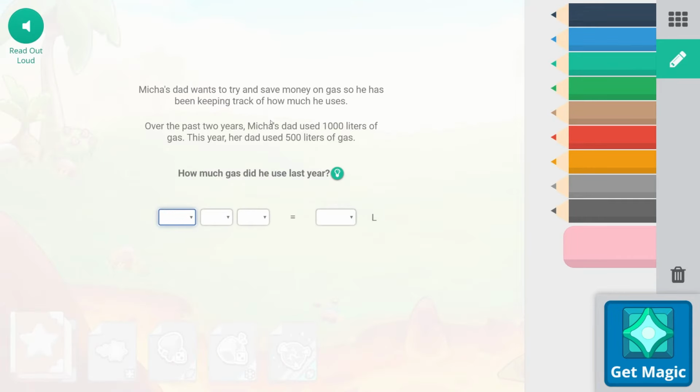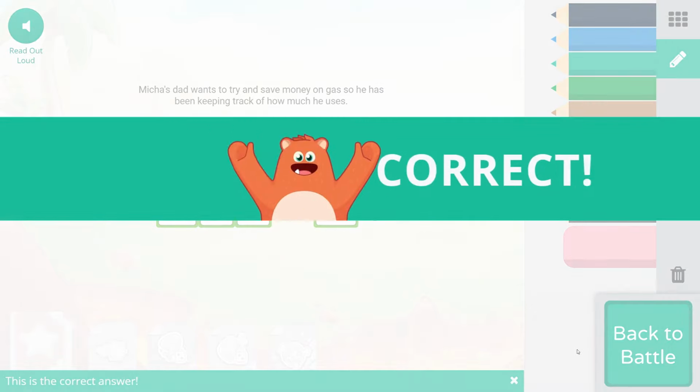Okay, used 1,000 liters of gas. This year, her dad used 500. How much gas did he use last year? Over the past two years, 1,000 gas minus 500 gas this year equals 500 last year as well. Woohoo!